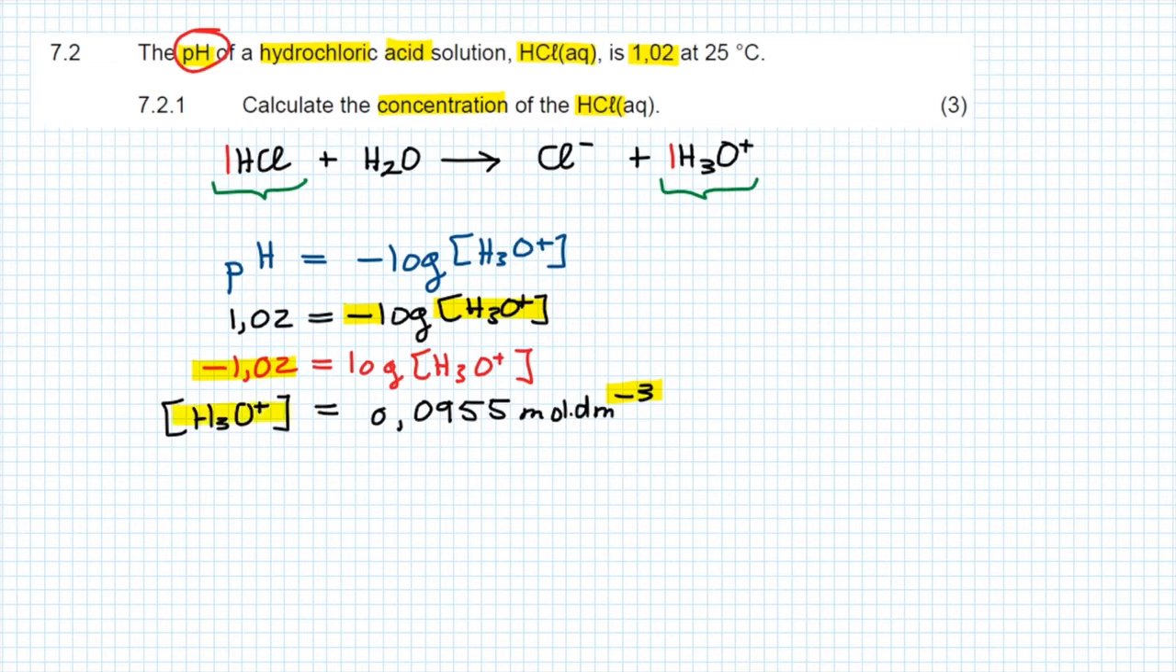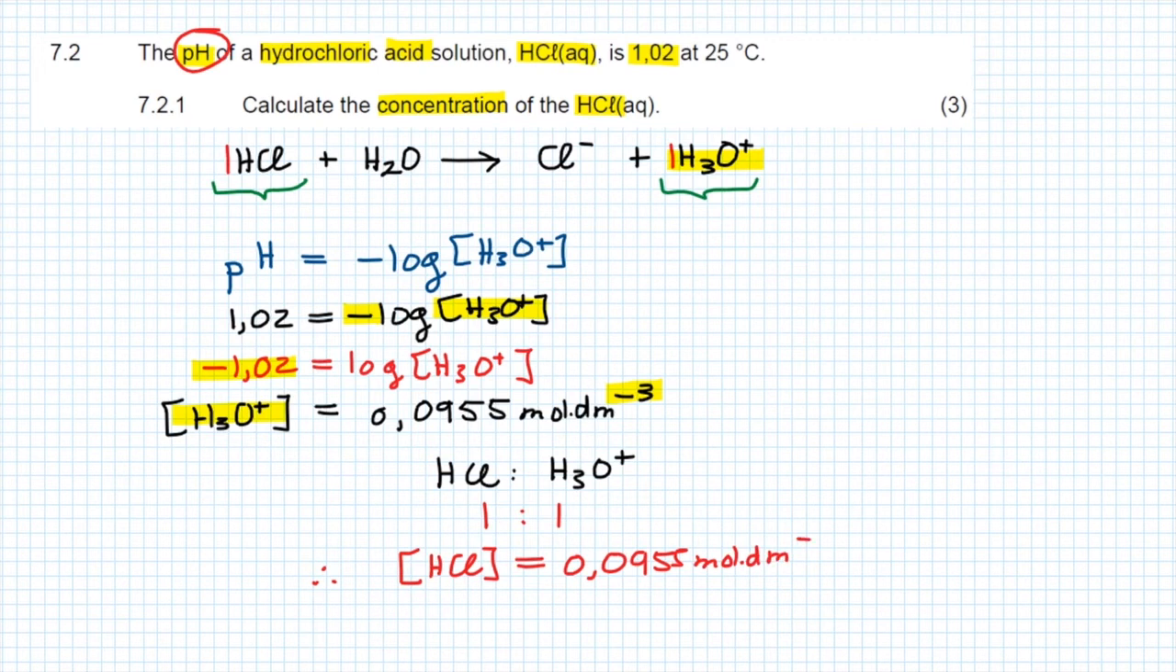So we now know the concentration of the hydronium ions, but we know that HCl to the number of moles of H3O plus that forms is 1:1 according to this balanced equation. Therefore, we know that the concentration of the HCl is going to be equal to the concentration of the hydronium ions, and it is therefore also 0,0955 mole per decimeter cubed. If you round this value off, then you get 0,10 mole per decimeters cubed.